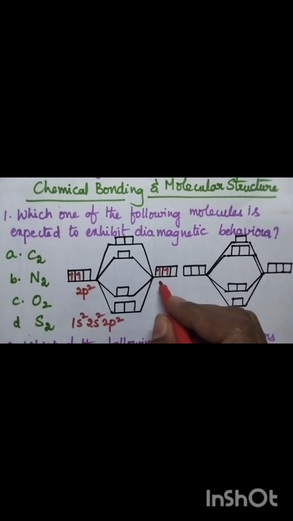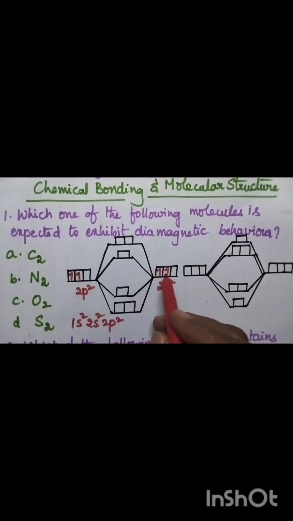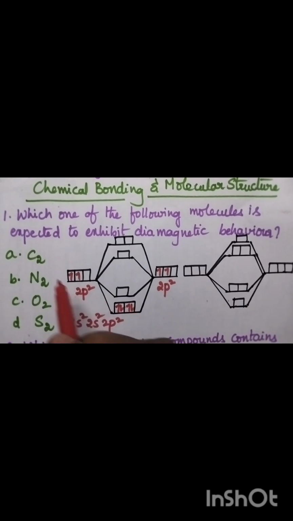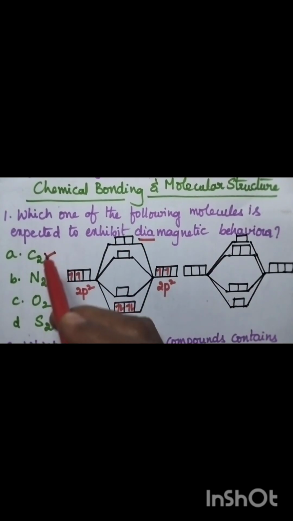2p2. So coming to the filling of the molecular orbitals, on the whole 4 electrons are present. So coming to the molecular orbitals 1, 2, 3, 4. So the C2 molecule contains only paired electrons. So due to the absence of unpaired electrons, C2 is diamagnetic in nature.